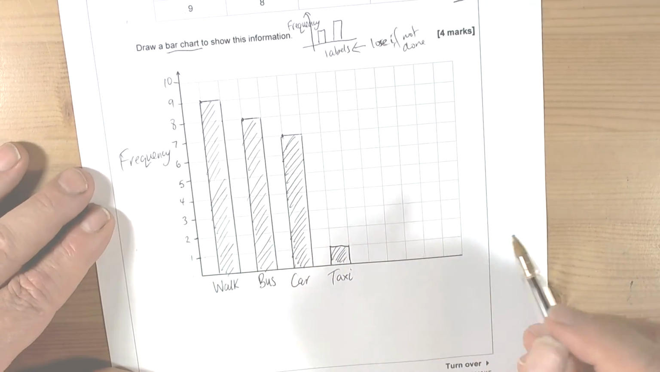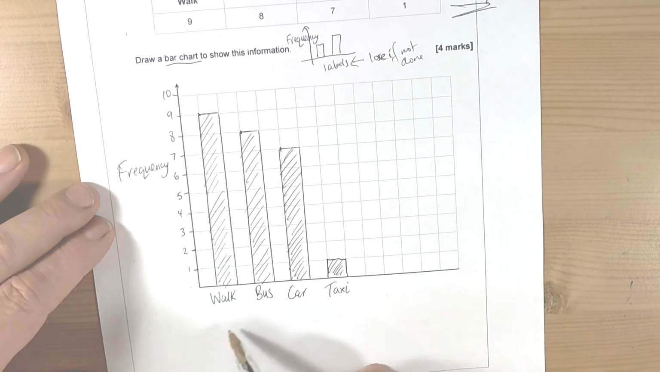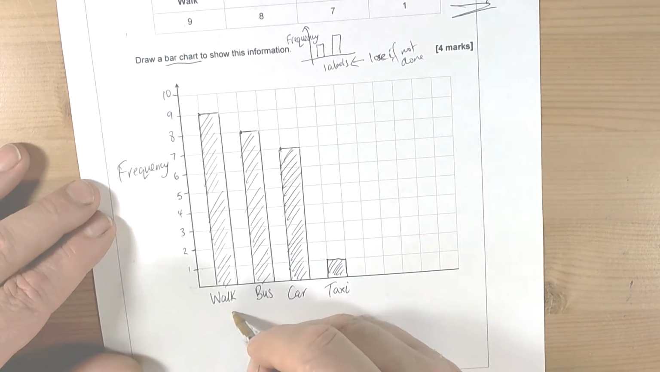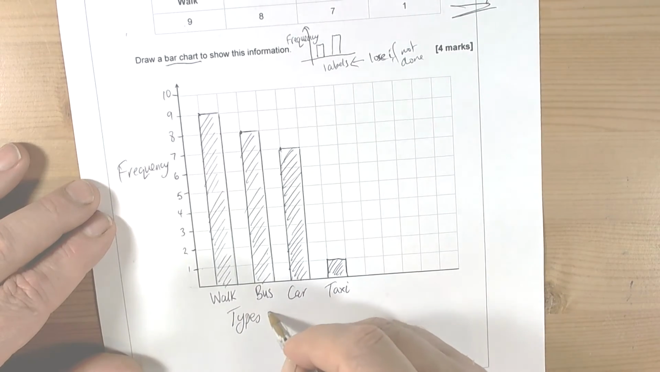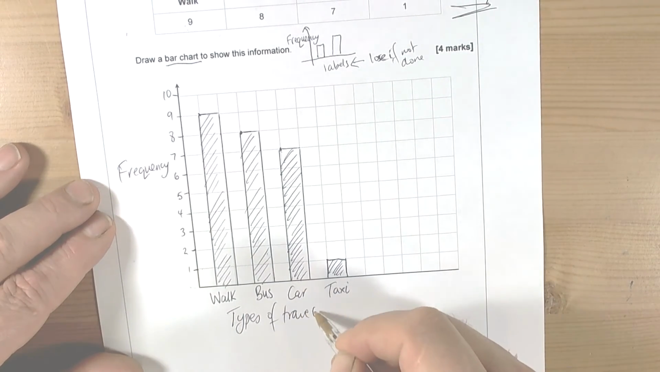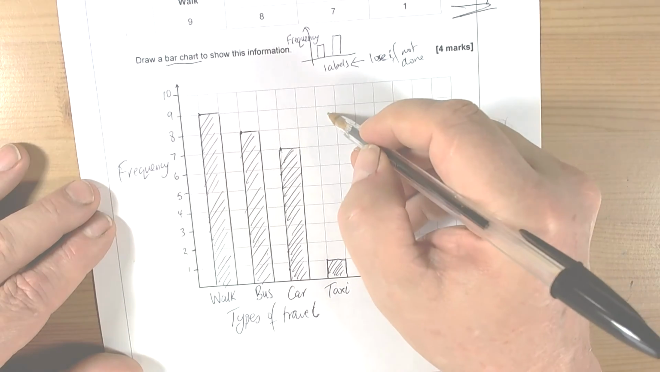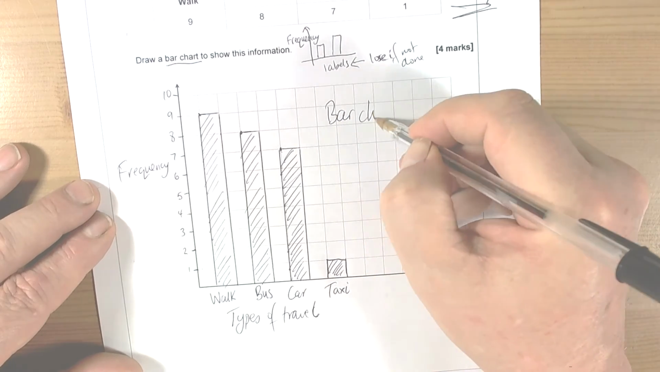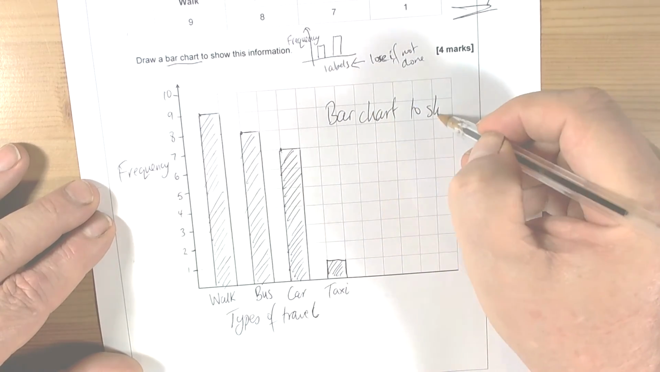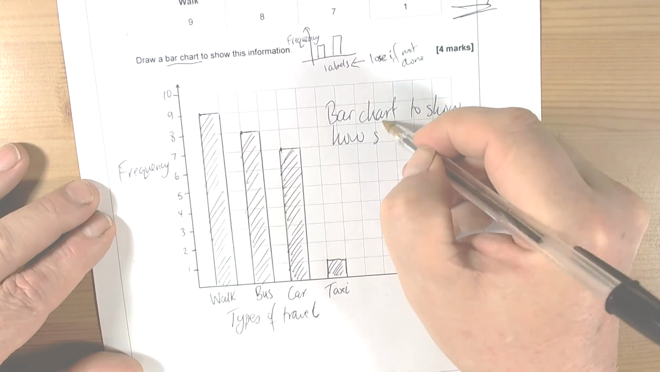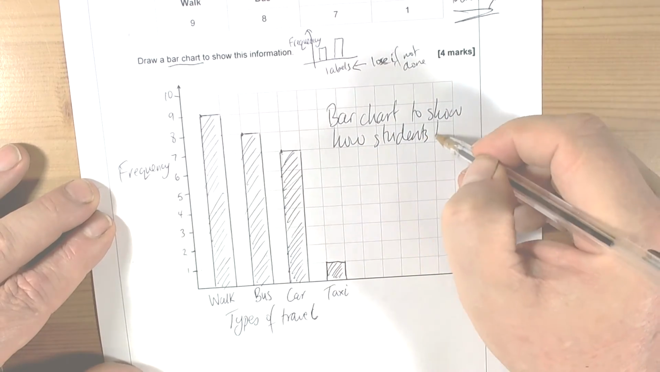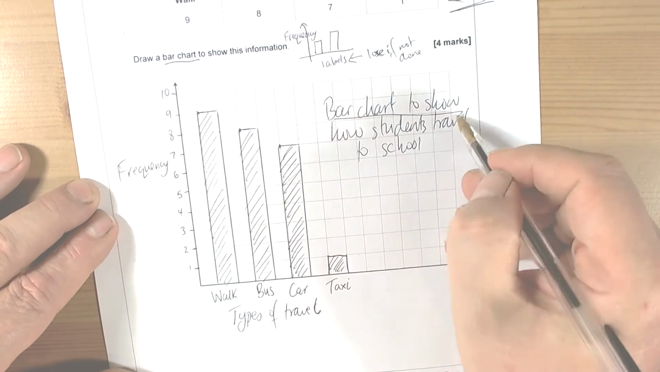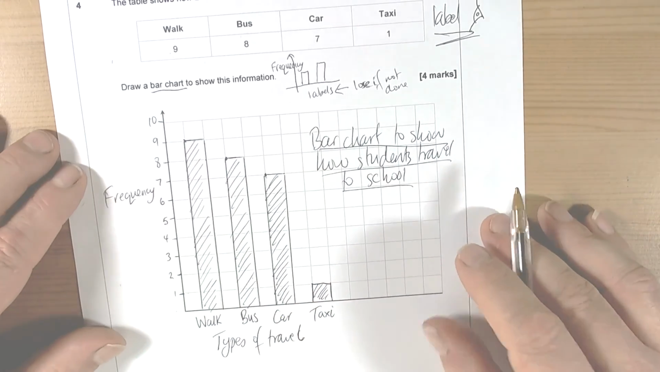And again, we've labelled the bars themselves, but we haven't labelled the axes. So again, it's really important we want 4 marks, so we'll label everything. So this will simply be types of travel, because it's about travelling to school. We could finish off by giving the bar chart a full title as well. So bar chart to show how students travel to school. Again, should align with the ruler. Let's do it quickly to show you what's going on.